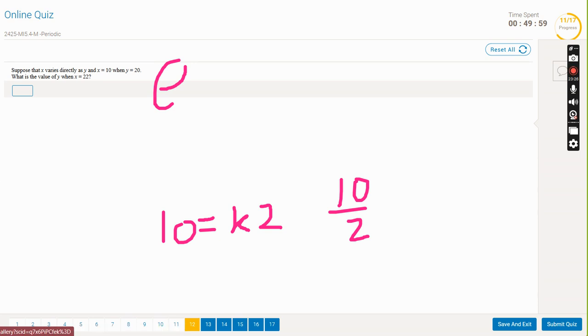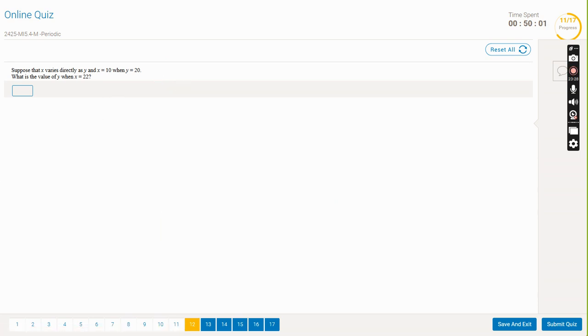And the next one, what are you doing here? Again, they are telling us you can do it here with the k or with the cross multiplication. Let's do it with the k. So x is equal to... they're saying x varies directly with y. So x is equal to ky, right? So the equation for k is going to be x over y is equal to k.